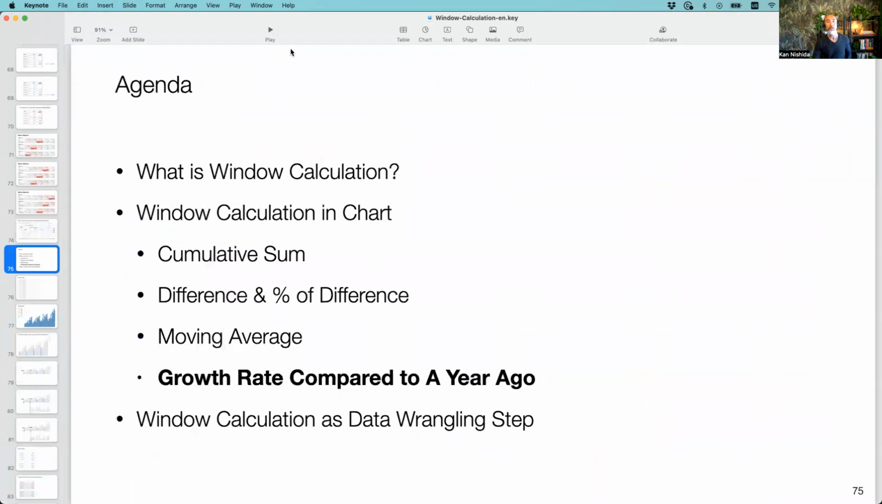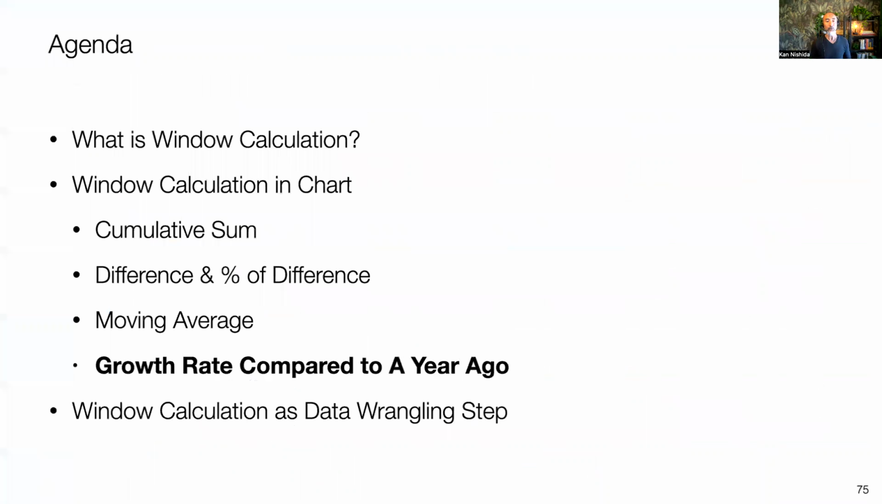The last window calculation type is growth rate. This one is very common, especially in a business environment. When you have sales, a number of orders, or a number of customers, sometimes what you want to know is how much growth, not from the previous month or previous week, but simply this year's growth compared to last year. You want to see the data as monthly data, but for example, if right now is February, I would like to compare to February last year. So that type of calculation.